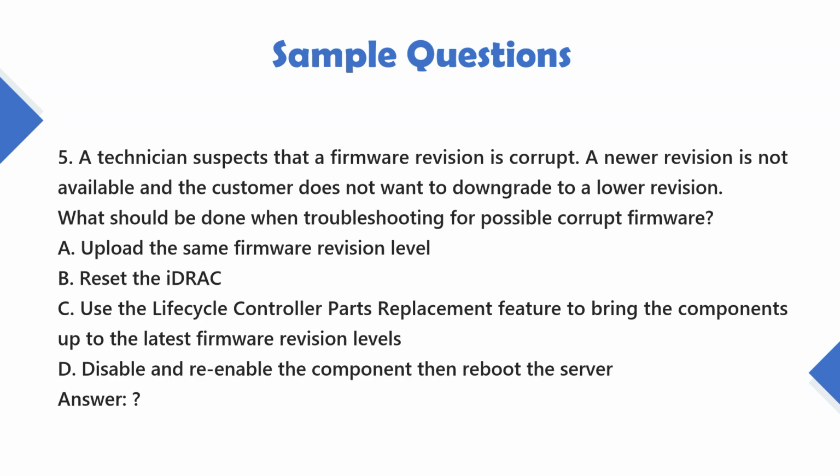5. A technician suspects that a firmware revision is corrupt. A newer revision is not available and the customer does not want to downgrade to a lower revision. What should be done when troubleshooting for possible corrupt firmware? A. Upload the same firmware revision level. B. Reset the iDRAC. C. Use the Lifecycle Controller parts replacement feature to bring the components up to the latest firmware revision levels. D. Disable and re-enable the component, then reboot the server.